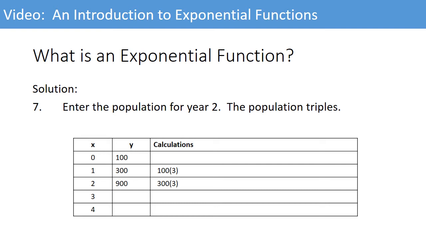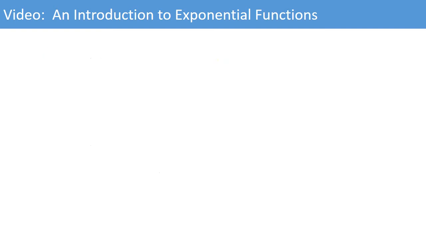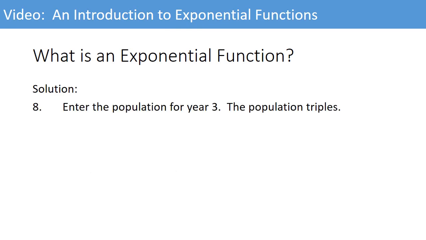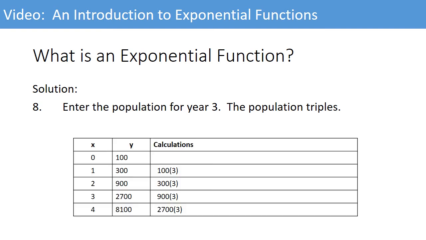And now, the population for day 3. Again, remind yourself, the population triples. So 900 will go to 2700, and while we're here, let's do day 4. 8100 will be 2700 tripled. And you notice we show our calculations to see how we derive or obtain the answer.